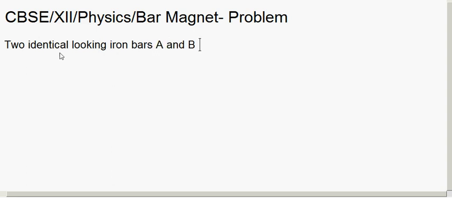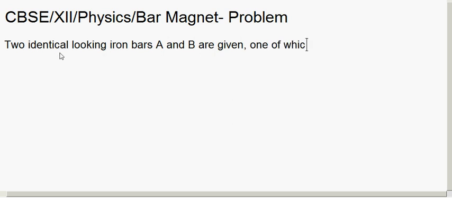Now take down another problem based on bar magnet. Two identical looking iron bars A and B are given, one of which is definitely known to be magnetized.